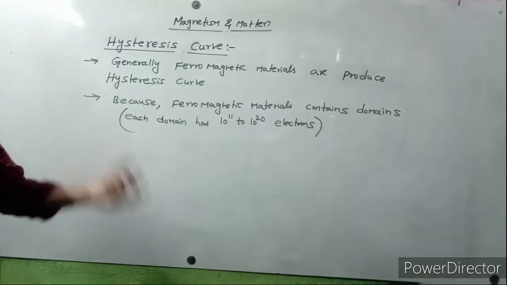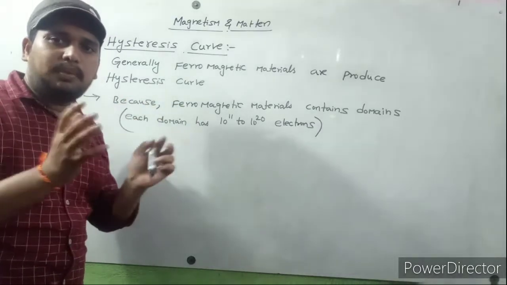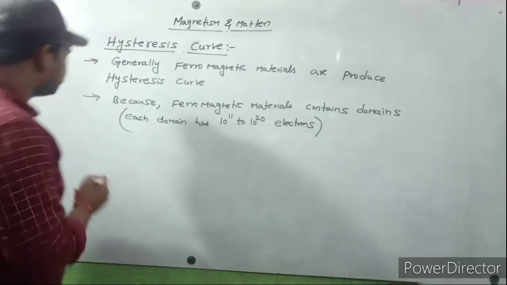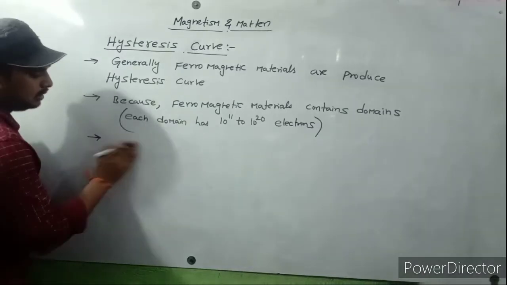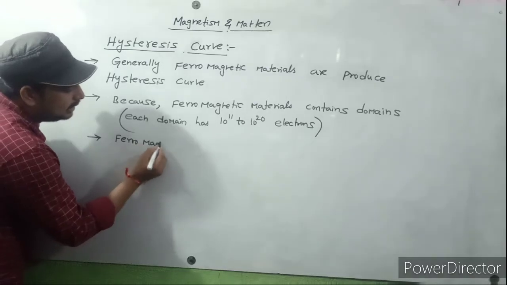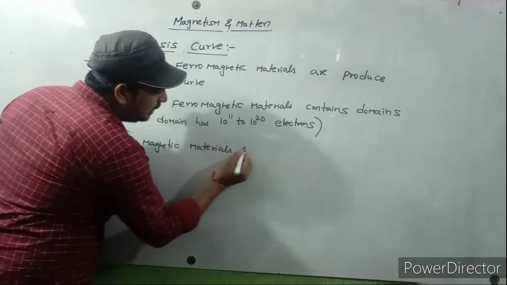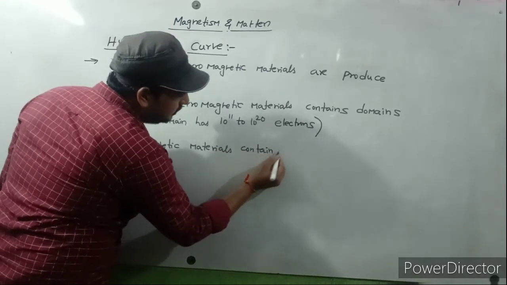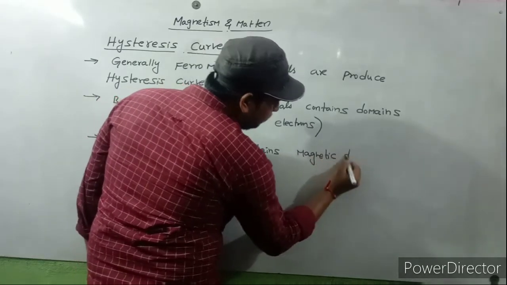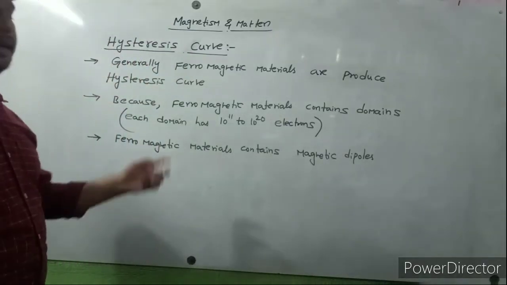So what is meant by domain? Domain is nothing but a group of magnetic dipoles. A group of magnetic dipoles is called a domain. And one more point, ferromagnetic materials contain magnetic dipoles.